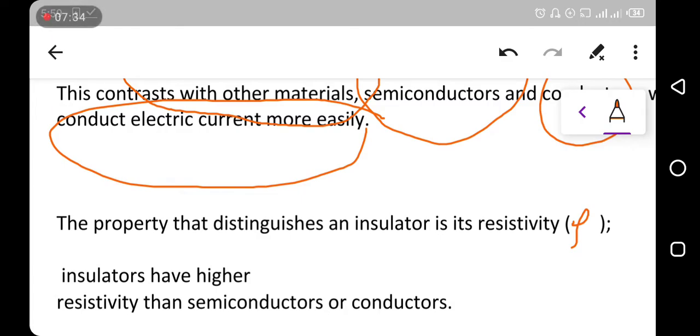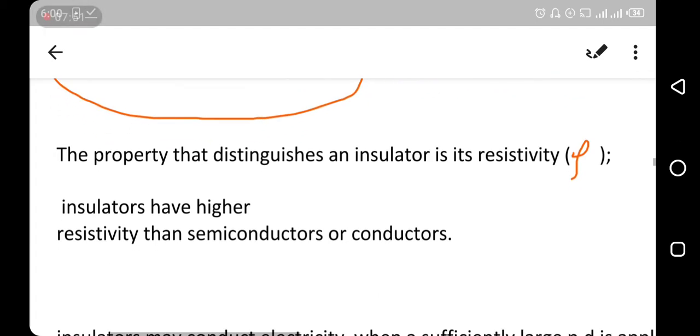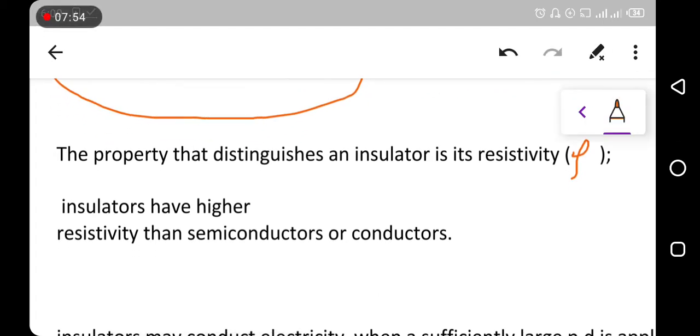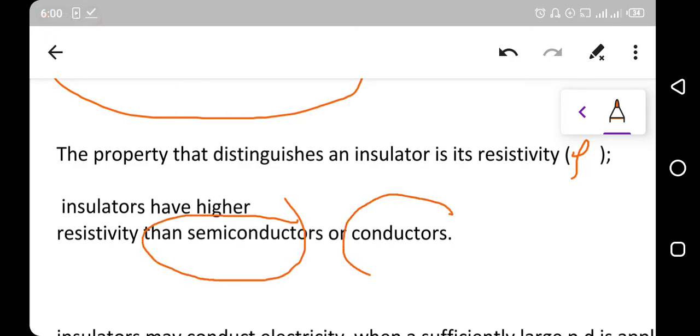Tabia hii ambayo inatofautisha insulator na material kama semiconductors na conductors ni resistivity yake, ni ile ability ya insulator kuresist umeme kupita. So the insulator has higher resistivity than semiconductors or conductors. Kwa hiyo ule uwezo wake wa kuzuia umeme kupita ambao tunauita resistivity, insulator uwezo huo ni mkubwa sana kuliko katika semiconductor na conductors.